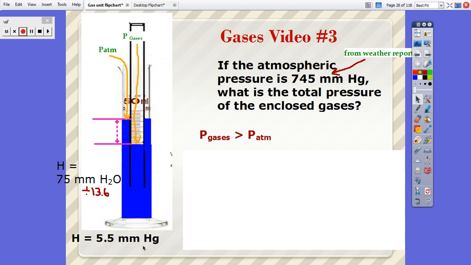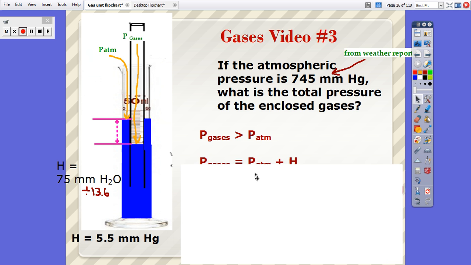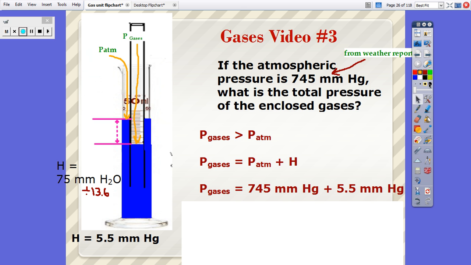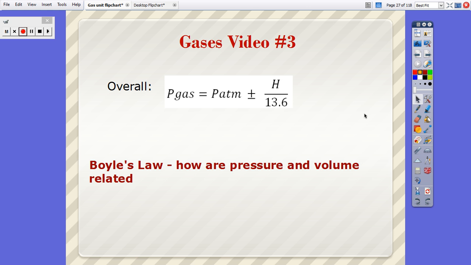We're now ready to do our calculation. Since the gases are greater than the atmospheric pressure, we're now going to add the height difference because we want to get a larger number. Our units now match, so we're ready to plug them in. Once again, see how our units match. When we're done, we get 751 millimeters of mercury. That's rounded by significant figures. And as we can see, the pressure of the gases is a larger number than the atmosphere because it's pressing down more forcefully.